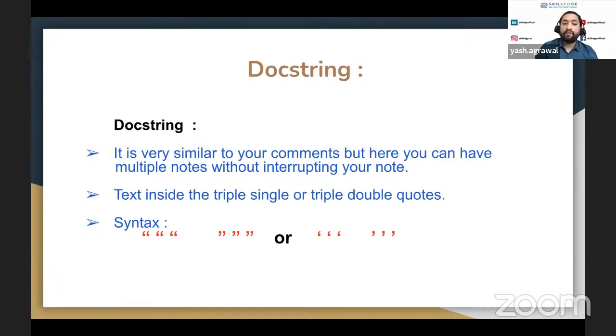So docstrings are nothing but triple single inverted commas or triple double inverted commas, inside which you will write whatever you want to write, whatever note, whatever description you want to mention. Okay, and it will be considered as your comment, right? So the docstring is very much similar to your comment, but it gives you the liberty to write n number of sentences, without adding multiple hashes.